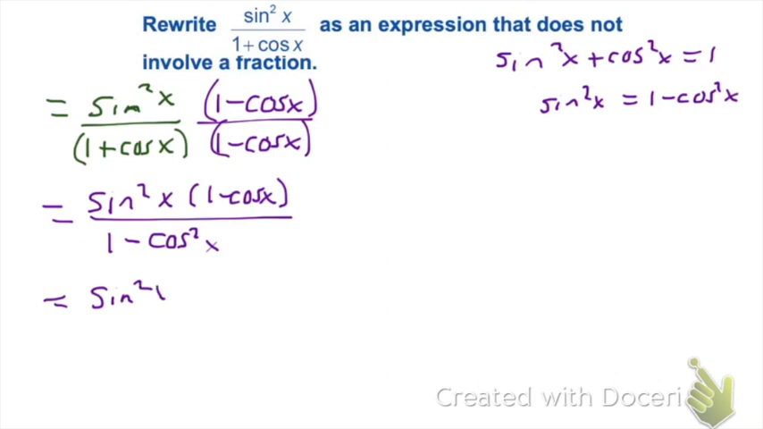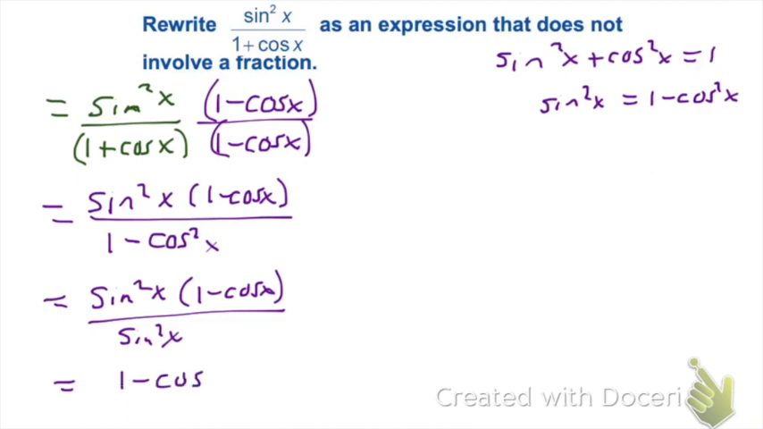So now we have sine squared x (1 minus cosine x), all over sine squared x. Well, we can cancel out the sine squareds, leaving just 1 minus cosine x. As those cancel, we no longer have any fractions. We can't simplify this any further. Even though there are two terms, we can't simplify it further. And we get that we equal 1 minus cosine x. That is our simplest form.